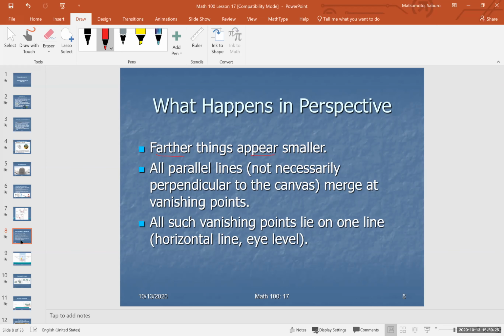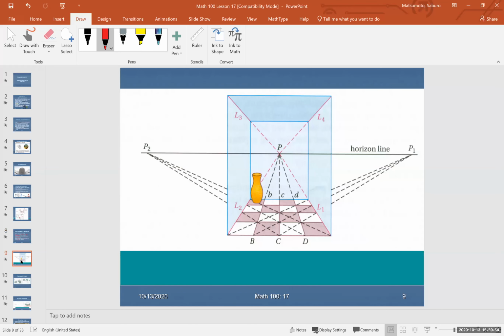Farther things, of course, appear smaller. And by the way, the color is also fading away as you go far away. All parallel lines meet at the vanishing point, okay? All parallel lines that are not necessarily perpendicular to the canvas merge at the vanishing points. All such vanishing points lie on one line, and that is called the horizon line or the eye level. All right, and so here's a picture of that again.